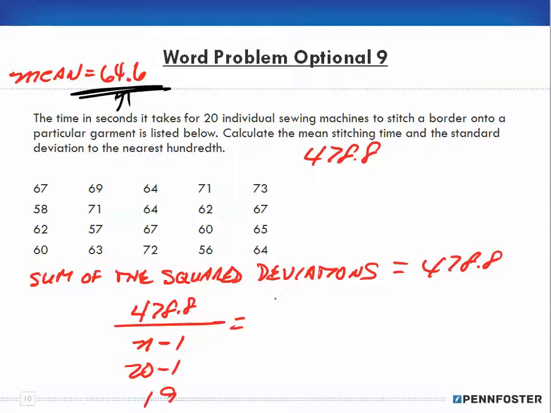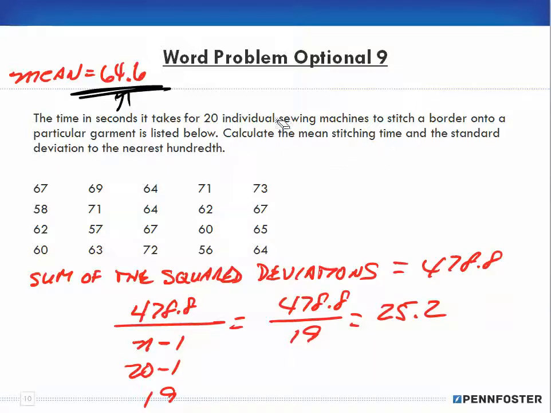So I'm dividing 478.8 by 19. And that's going to give me 25.2. Now, the last step that we have to do is take the 25.2 and take the square root of it. Terrible looking square root, right? We take the square root of it.